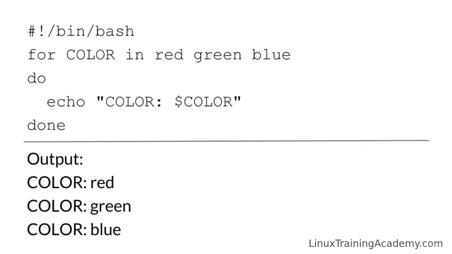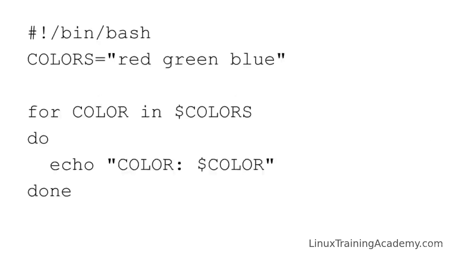Here's an example script that shows how a for loop works. You'll see that there are 3 items in the list: red, green, blue. The for loop executes 3 times. The first time, red is assigned to the variable color, and the echo color command is run. And the second time, green is assigned to color, and the third and final time, blue is assigned to the variable color, and the command is executed. It's also a common practice for the list of items to be stored in a variable, as in this example.